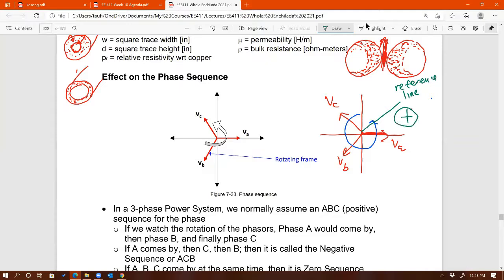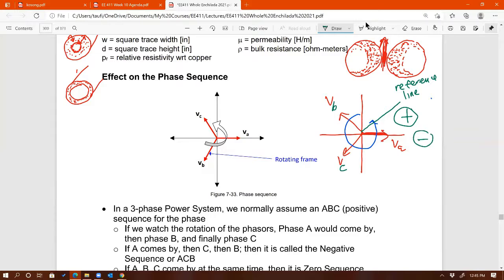A negative sequence, if I have the order swapped like this. So this one is VC and this one is VB. And go ahead and do the same thing. As this frame rotates counterclockwise, which one is going to come by first through this reference line? Still A. Who's next? That's going to be C. Who's going to be last? That's going to be B. So if that's the case, that's going to be negative sequence.